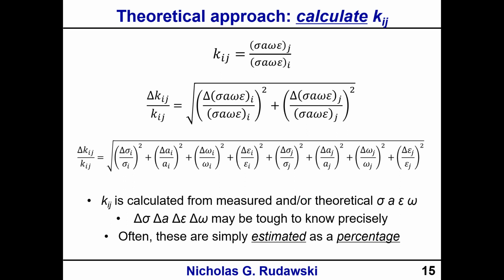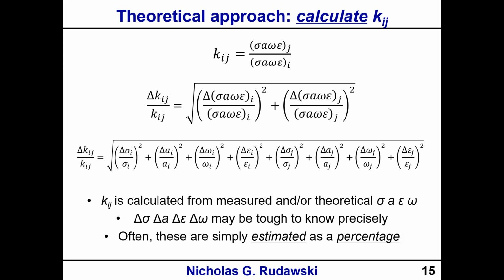So we have 8 terms under the radical now because we have 8 individual terms, right? So we have 2 sigma values, 2 A values, 2 omega values, and 2 epsilon values, okay? So this is what we ultimately get for the relative error in Kij, okay? Again, if we're taking a theoretical approach, okay?